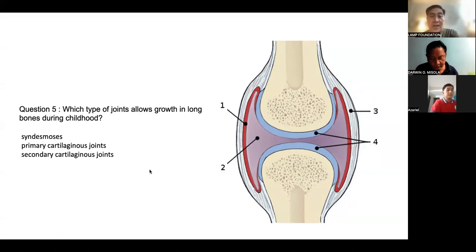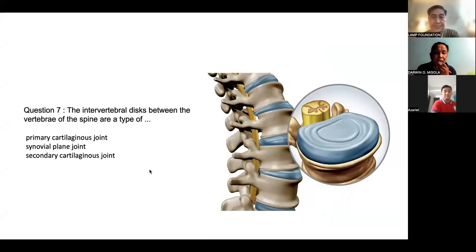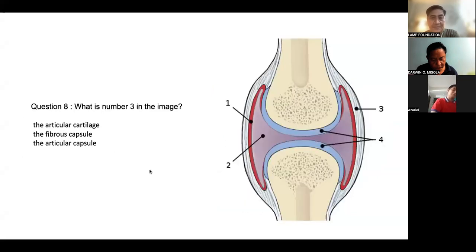Which type of joints allows growth in long bones during childhood? Primary cartilaginous joint. Cartilaginous joints. Good. In the image, what number indicates the synovial membrane? 1. The intervertebral discs between the vertebrae of the spine are a type of synovial plane joint. No, secondary cartilaginous joint. What is number 3 in the image?